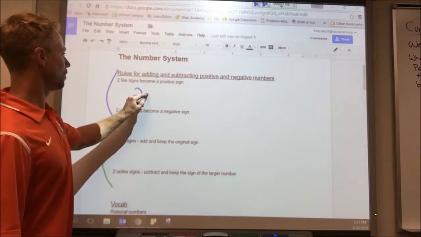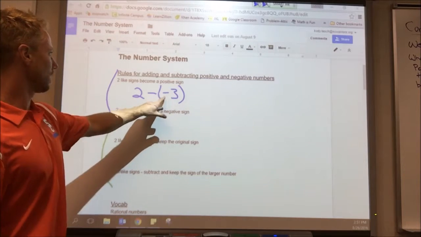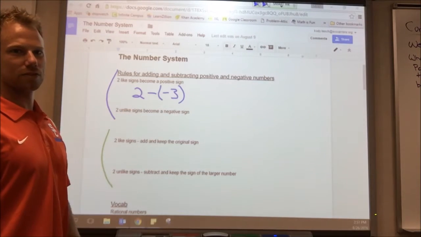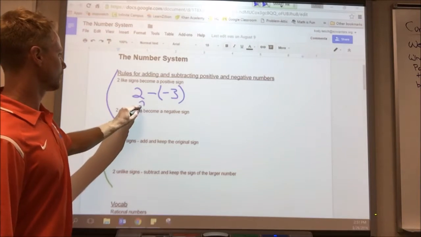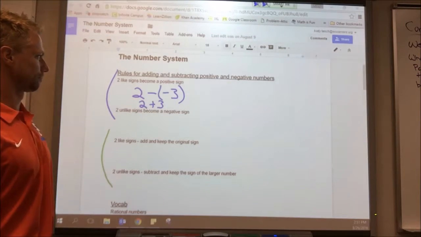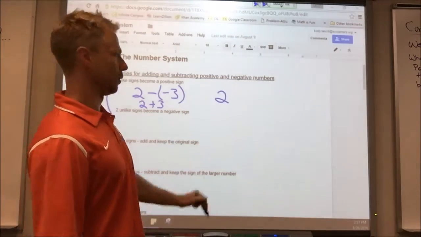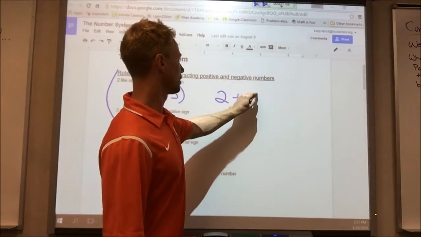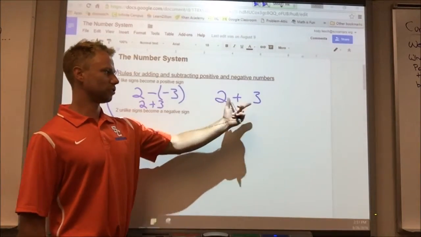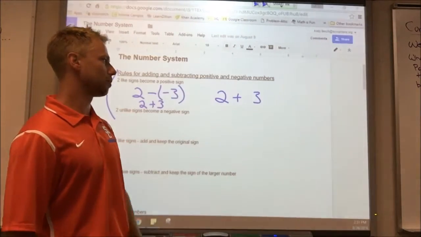If I have 2 minus -3, these are like signs. The two negatives will make a positive. So that turns into 2 plus 3. Okay? Now we could also write that a little differently. We could write 2 plus 3. Now I think you already know that 2 plus 3 is 5. Okay, but this rule still applies.